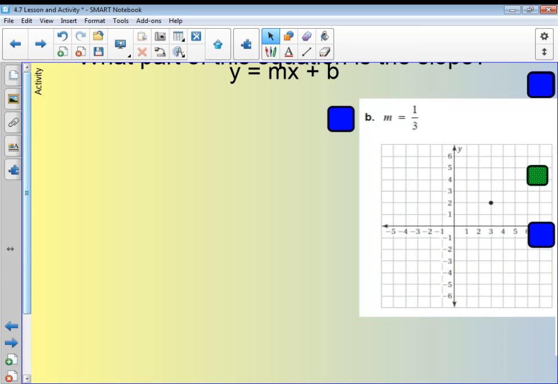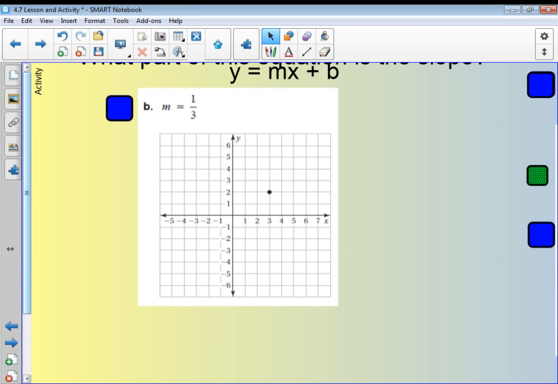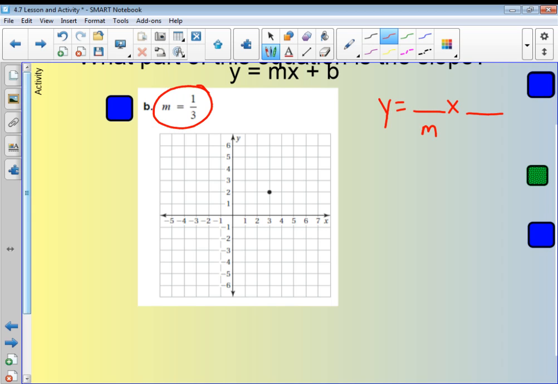Okay, so this time we have a slope of 1/3 and our point. So we're going to follow our slope from that point, and then we're going to fill in our parts of our equation. Y equals blank x plus or minus something. Remember, this is our slope, so we already know that. It's written right here. So it's 1/3 x. Now I have to find where it crosses the y line. So my slope is a positive 1/3. So I'm going to go up 1 and over 3.